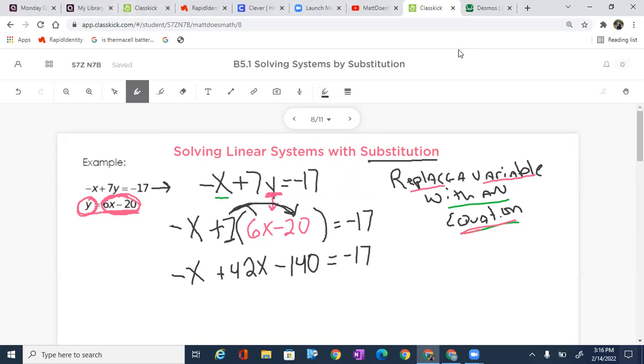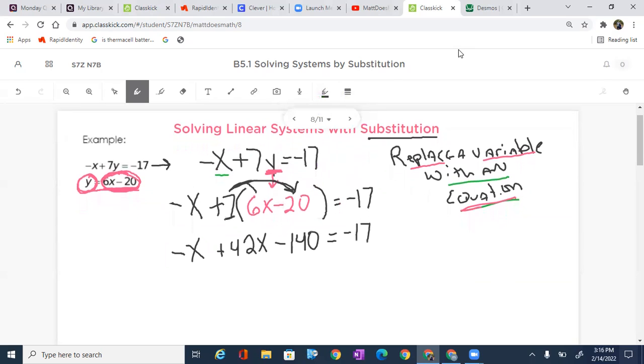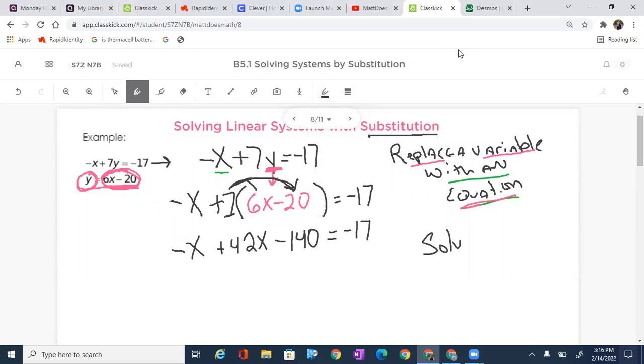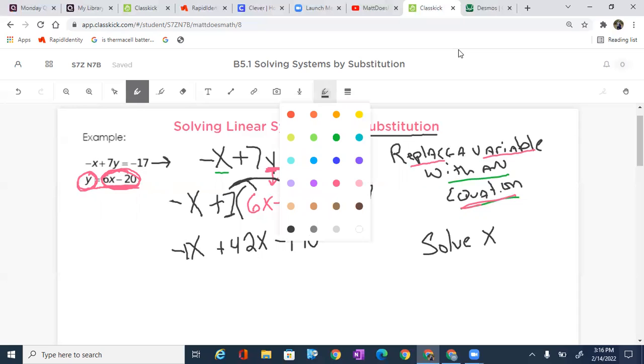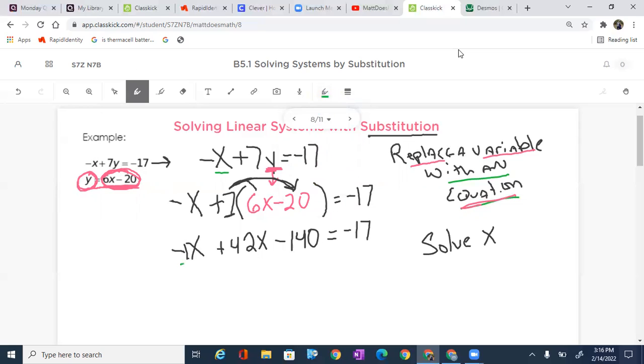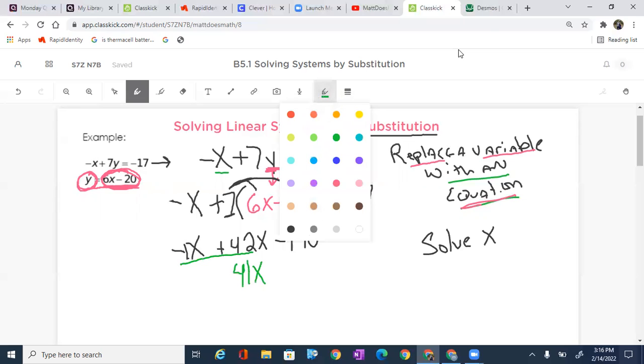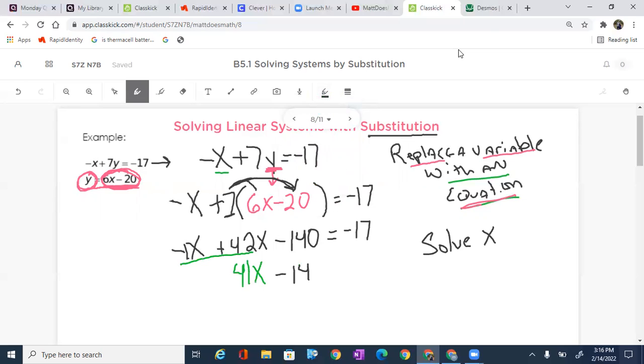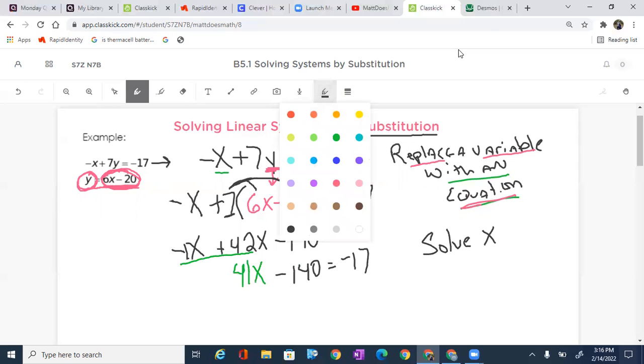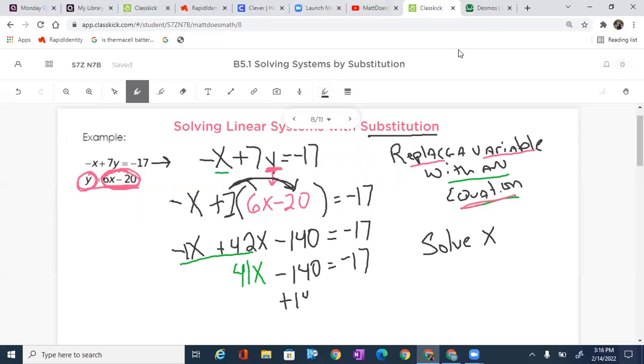And now that we've substituted, notice what we're doing. We're going to simplify and solve for x, or solve for the leftover variable. In this case, that'll be x. What is negative 1x plus 42x? That's going to be 41x. Then I'll be left with the minus 140 equals negative 17. Then let's go ahead and get rid of that negative 140. We're going to do that with a positive 140.